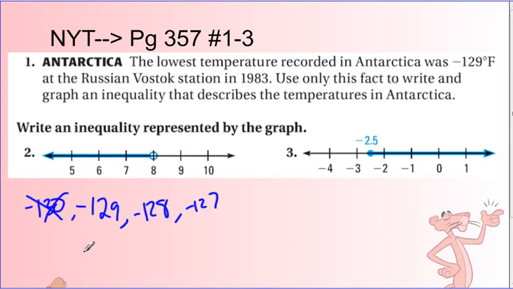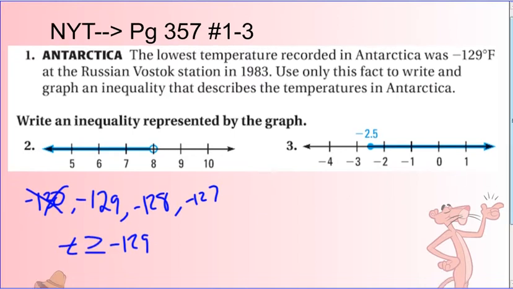So the inequality, maybe I'll use T for temperature again. Temperature was bigger than or equal to -129 because it was equal to -129. It's bigger than -129, but it is not less than that. So we have T is bigger than or equal to -129.